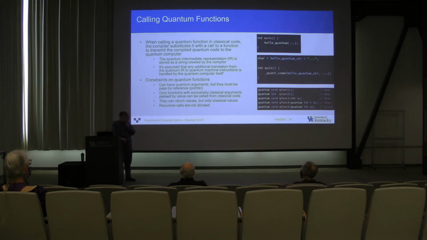No, pointer arithmetic is disallowed. I think you'd be much better off doing the ampersand. That's a quick fix. So they must be passed by reference. Only functions with exclusively classical arguments passed by value can be called from classical code. Again, disallowing vector values, at least in the definition of the functions, as well as obviously you can't really pass a quantum value into classical code.